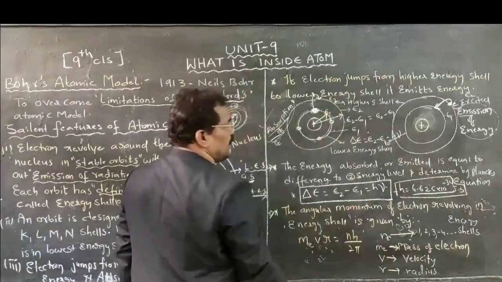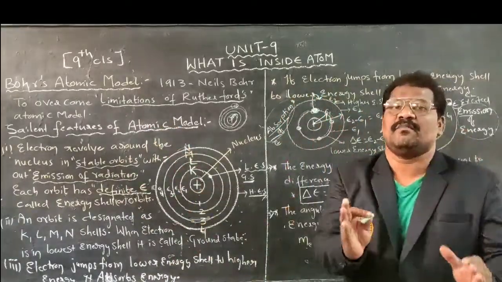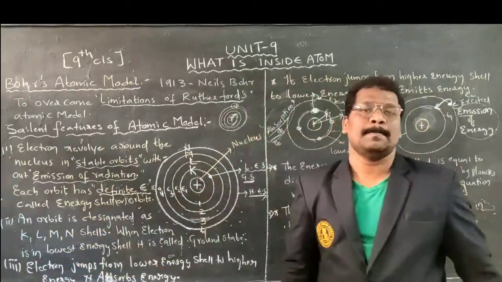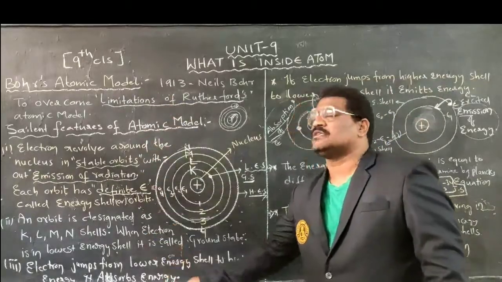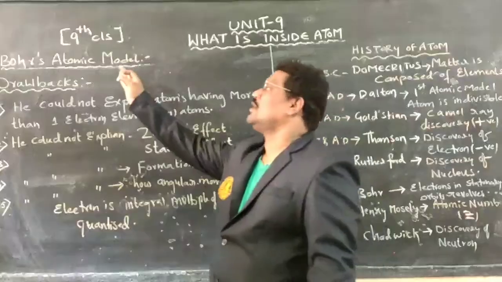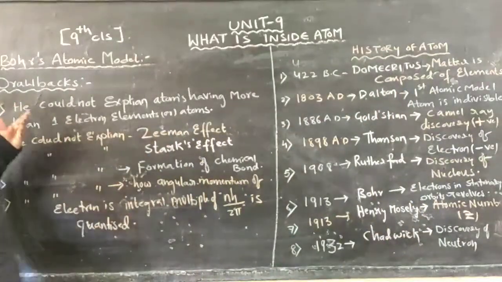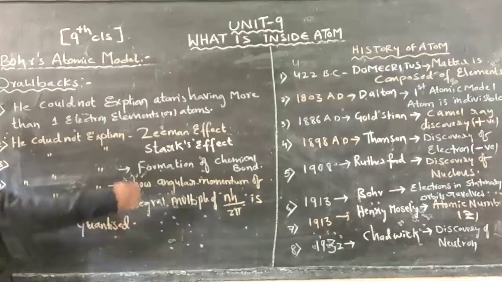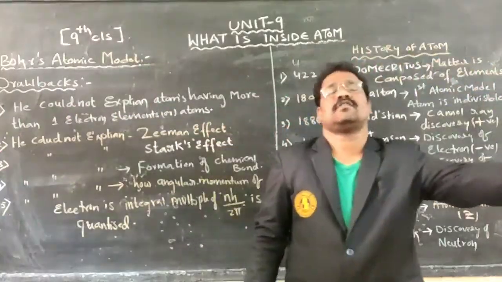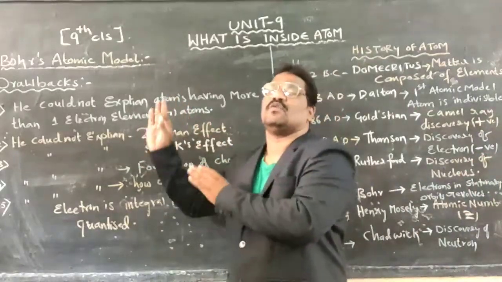These are all the postulates or salient features that Niels Bohr has given. The main theme is to overcome the limitations of the Rutherford atomic model. These are the salient features of the Bohr atomic model, but this model also has certain limitations or drawbacks. The first limitation of the Bohr atomic model is that he could not explain elements with more than one electron. This theory is not suitable for those elements.